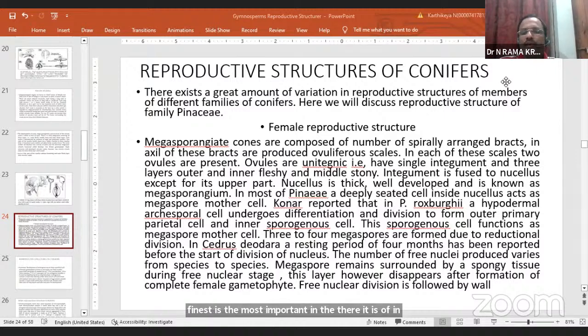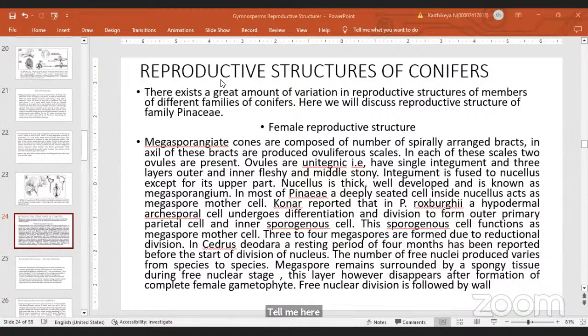First, you see here the male cones of conifers. The male cones are known as staminate cones. Staminate. See, now I am using only the first word. Which one is that? Tell me here. Staminate.